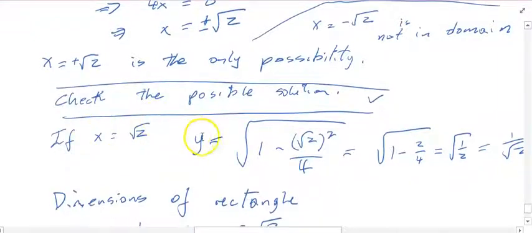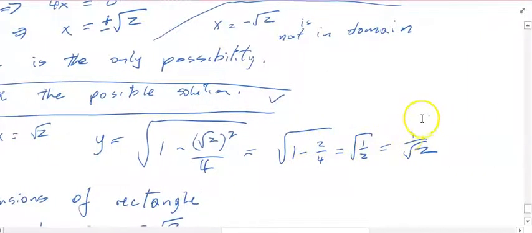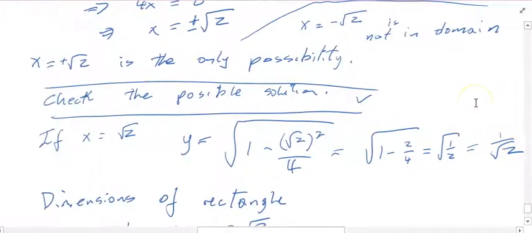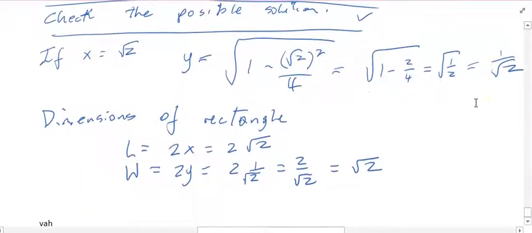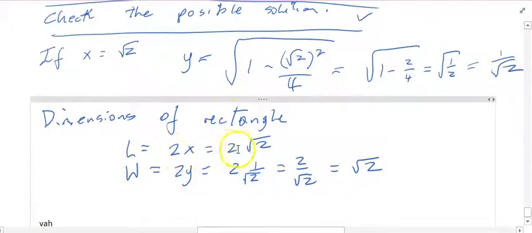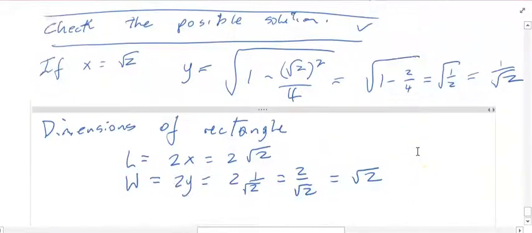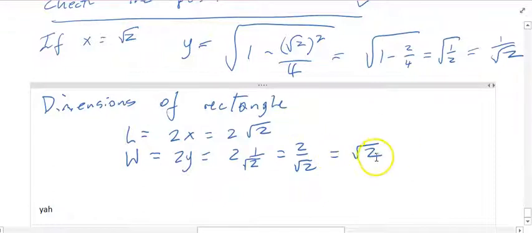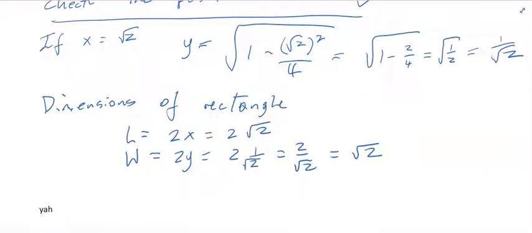And then if x is equal to radical 2, y will be equal to the square root of 1 minus radical 2 squared over 4. Continue simplifying that, and it becomes 1 over radical 2. So the dimensions of the rectangle would be L equal to 2x, which becomes 2 radical 2, and W equal to 2y, which is 2 times 1 over radical 2, and that would be equal to radical 2. And so those are the dimensions of your rectangle. And to find the area of the rectangle, we multiply these two together, 2 radical 2 times radical 2.